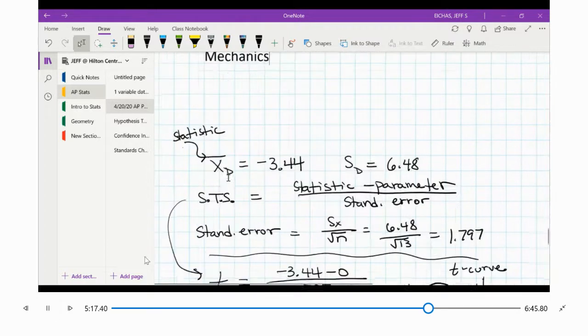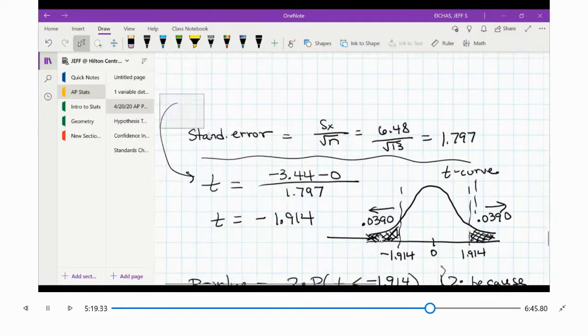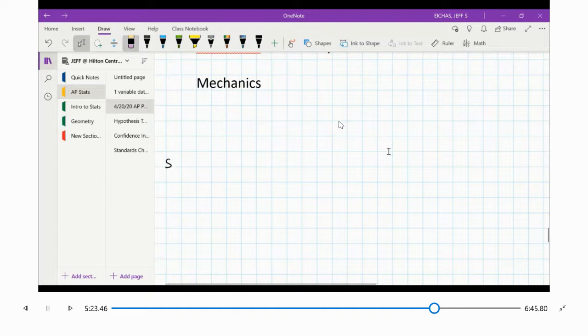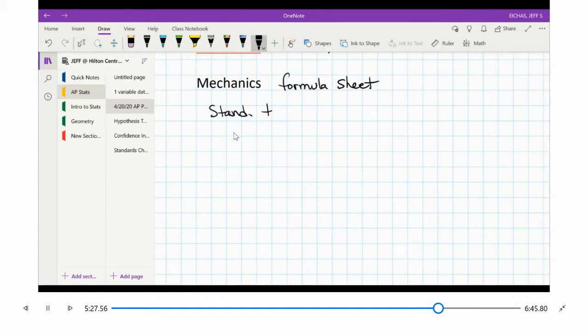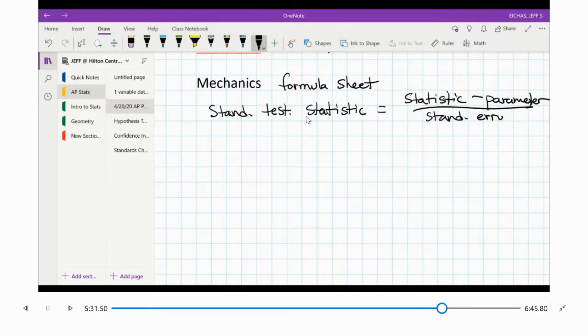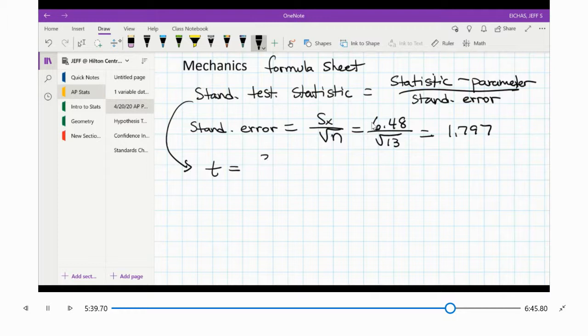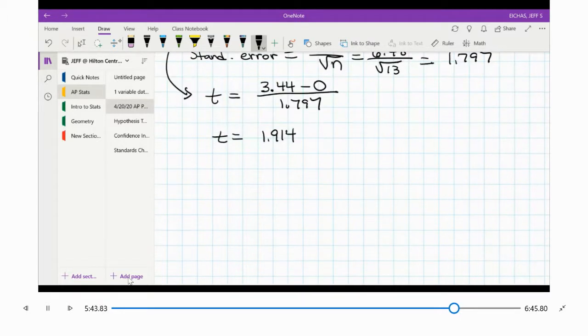Okay, now we'll go through the mechanics. I tried it once, forgot to delete that. Here it goes. All right, so now we're going to run through the mechanics for a T procedure. Hypothesis test, so standardized test statistic is the statistic minus parameter. The parameter here is going to be 0. We assume there's no difference. And the standard error is the standard deviation over square root of n. And then there's your procedure.